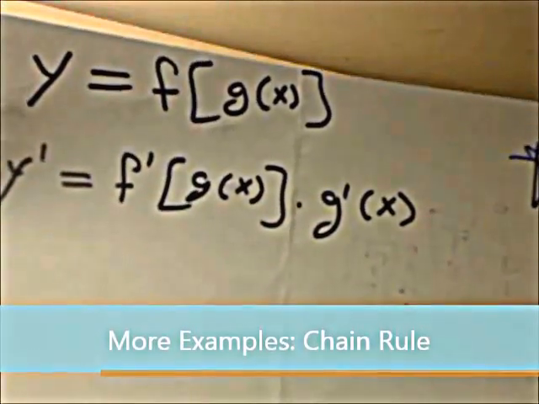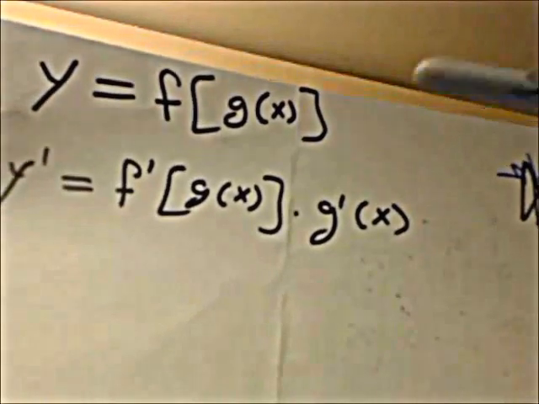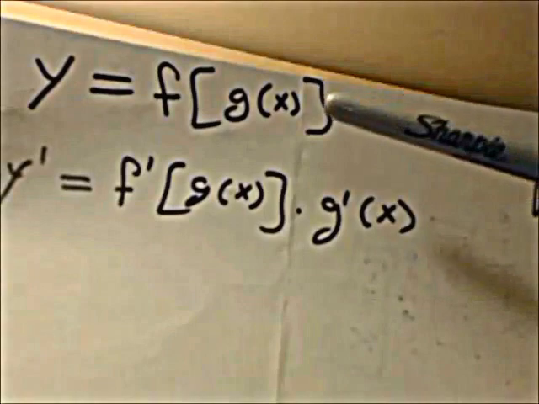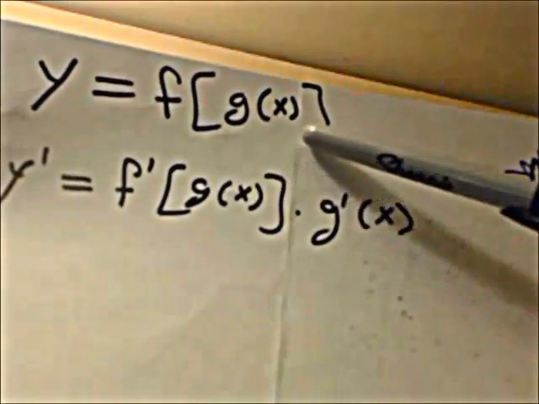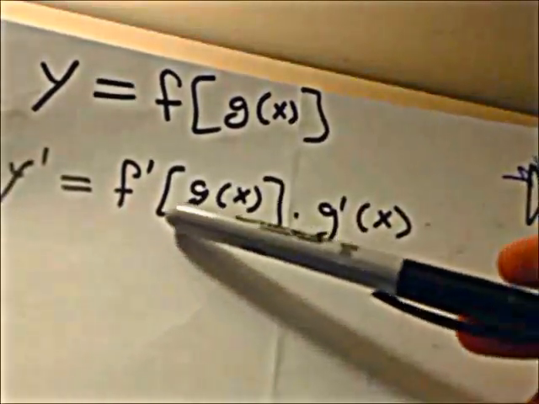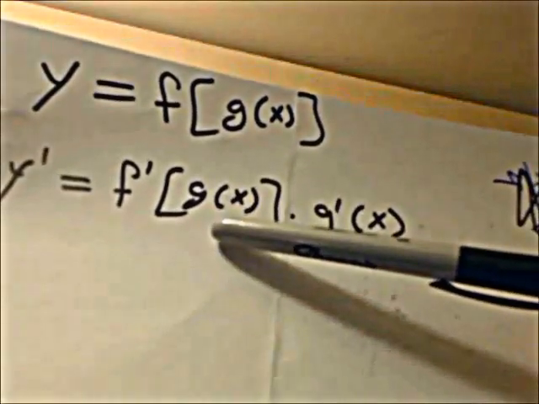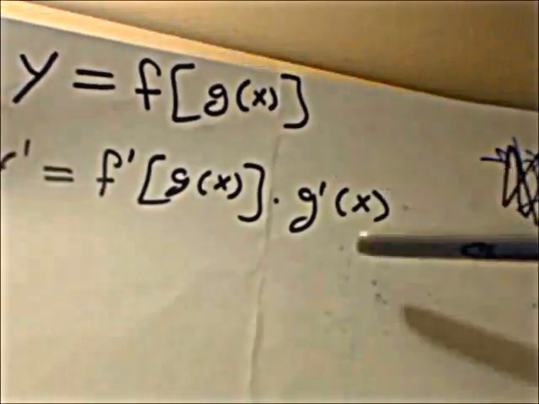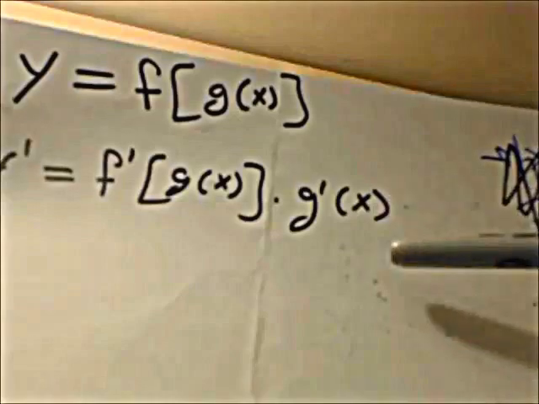Alright, here we're going to start looking at examples of the chain rule. What the chain rule says is that if you've got a function of a function, so y equals f of g of x, to take the derivative of that, you take the derivative of the outside part and leave the inside part as it is, and then the chain rule comes along, you times that with the derivative of the inside part.